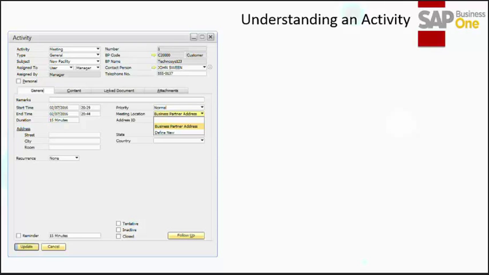Again, you can see that there are other fields like recurrence. Recurrence is used to set this activity as a recurring activity. It is only available for phone call, meeting or task. There is a reminder. Then there are three checkboxes here.